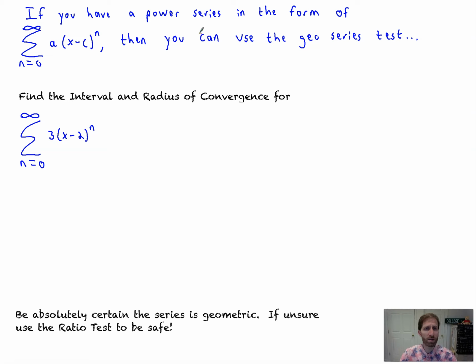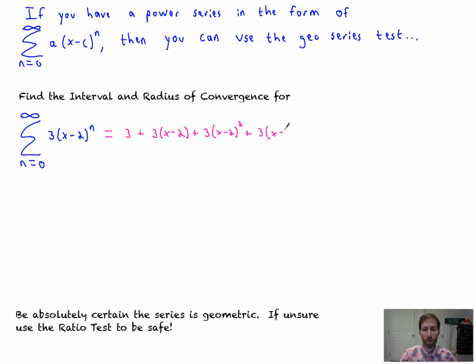So if you have a power series in the form of this, where you have x minus c to the n and you have no other n values at all, it's just some form of x to the n, then it is geometric. So let me show you what I mean. If we expand this out, this would be the same as 3 times x minus 2 to the 0, which is just 3, plus 3 times x minus 2 to the 1, then 3 times x minus 2 to the 2, plus 3 times x minus 2 to the 3, and so on and so forth.